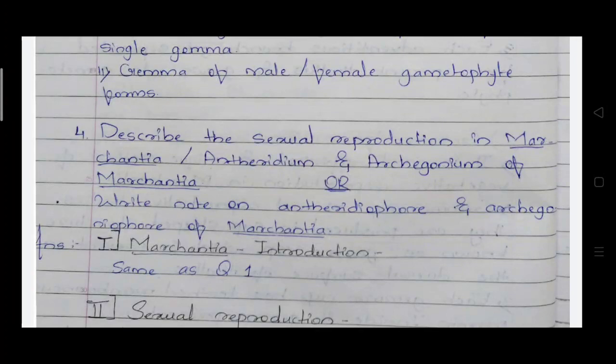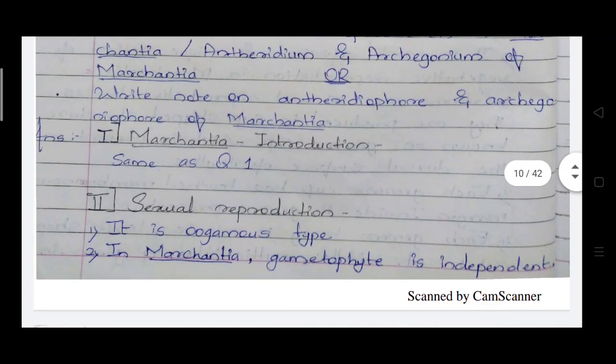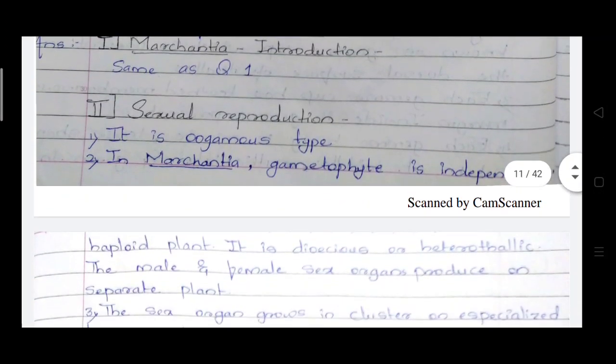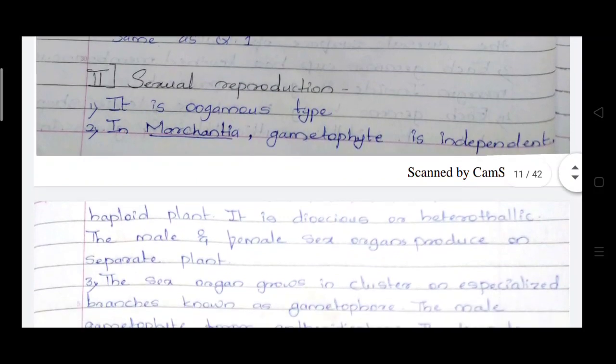Let's start with sexual reproduction in Marchantia, the Antheridium and Archegonium of Marchantia. The questions also ask you to write a note on the Antheridiophore and Archegoniophore of Marchantia. First of all, you have to write down the introduction of Marchantia.